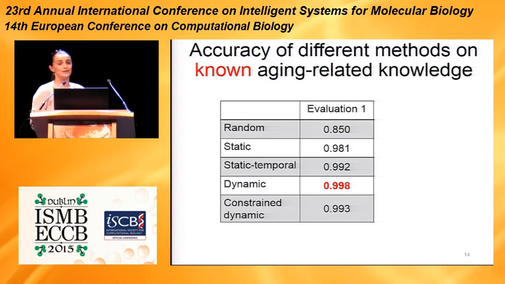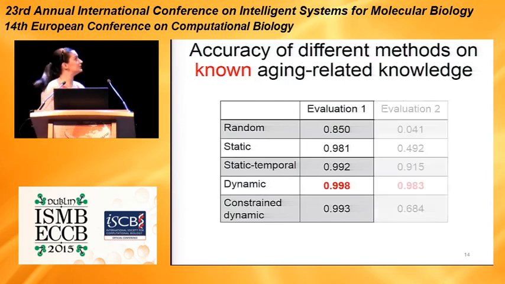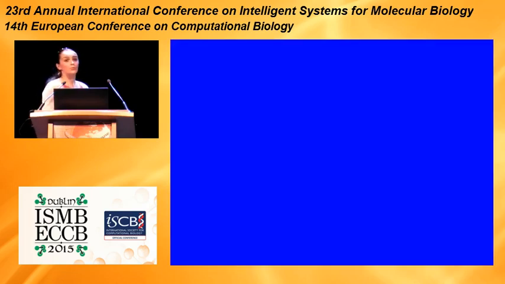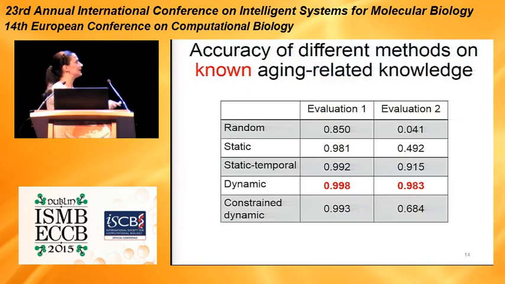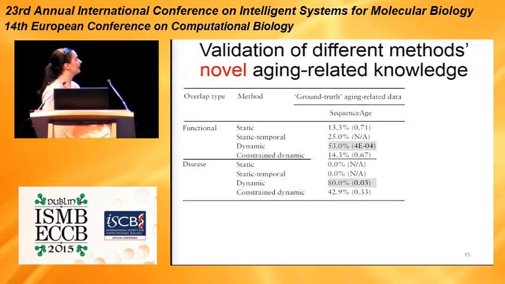There's class imbalance. So if we try to correct for this, here are the more correct, or at least less biased, statistics that we believe are more accurate. And again, now we see a drastic drop of both random and static approaches, whereas static temporal still holds well, and dynamic is definitely superior again.